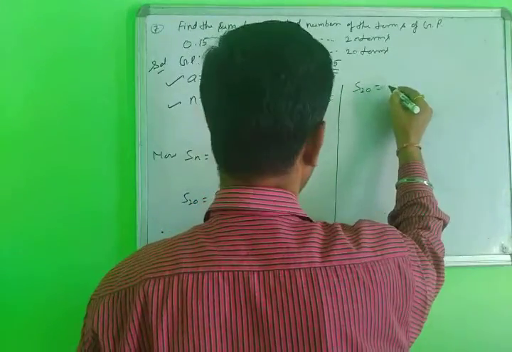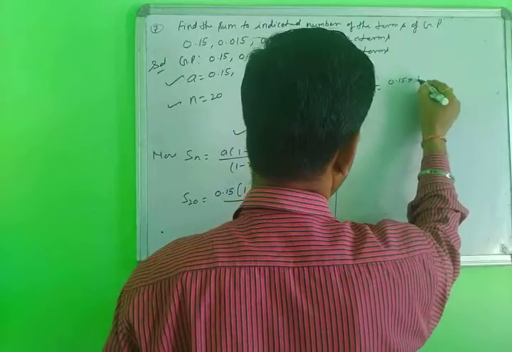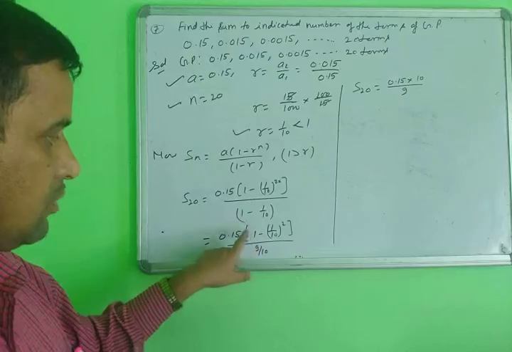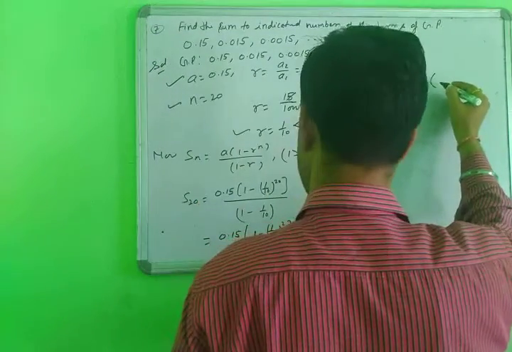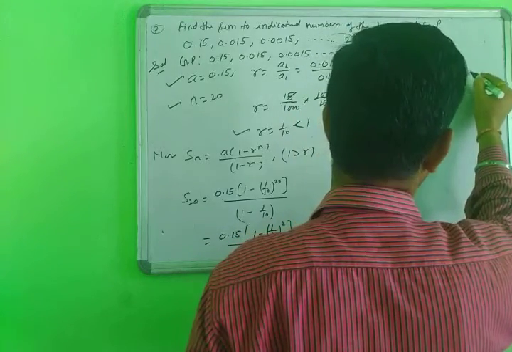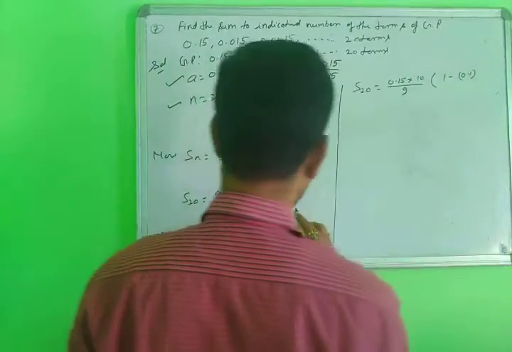S20 equals 0.15 into 10 upon 9. The 10 will go in the numerator and the 9 will stay in the same place here. Then you will write here 1 minus 0.1 exponent 20, not 20 here.